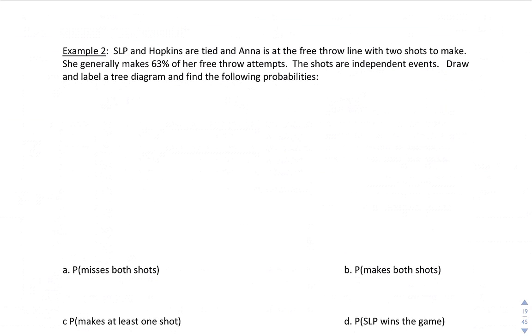All right, let's draw another tree diagram. Let's say SLP and Hopkins are tied, and Anna is at the free throw line with 2 shots to make. She generally makes 63% of her free throws. They're independent. Draw and label tree diagrams. So let's do that. She makes it in black, and she misses it in red.